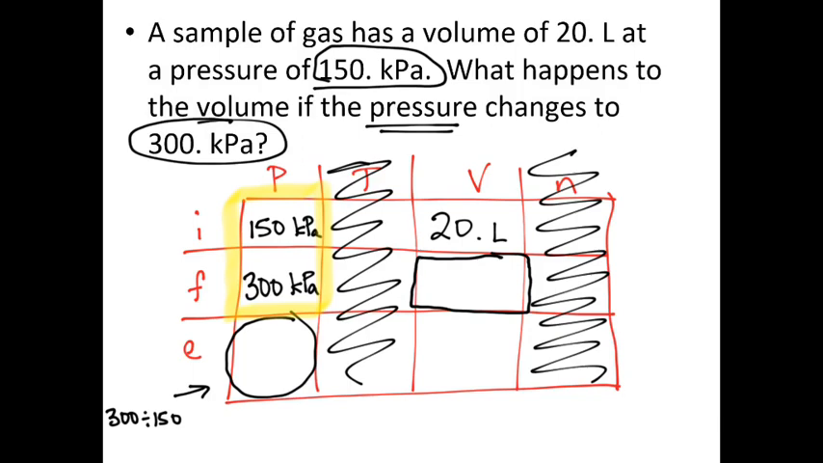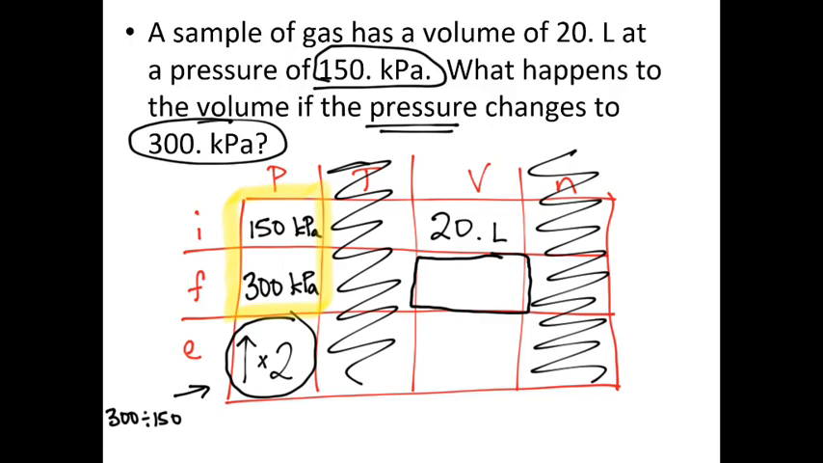That's 2. Good. Now, did the pressure go up or did the pressure go down as you go down the column? If it went from 150 to 300, did the pressure go up or did the pressure go down, Tyler? It went up. Yeah, it went from 150 up to 300. So I'm going to say up by a factor of 2.